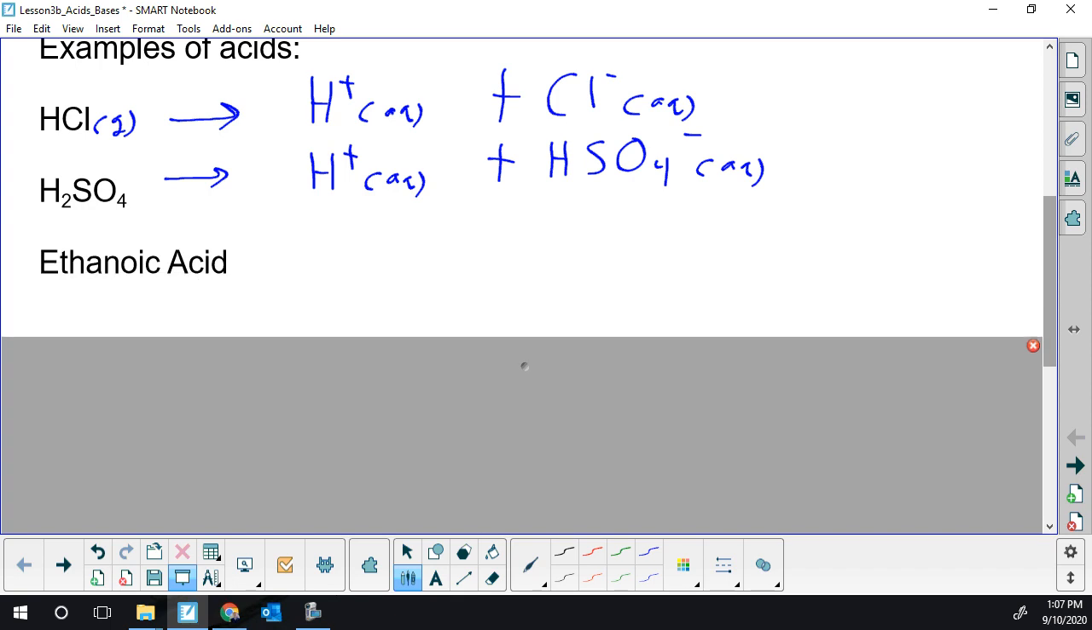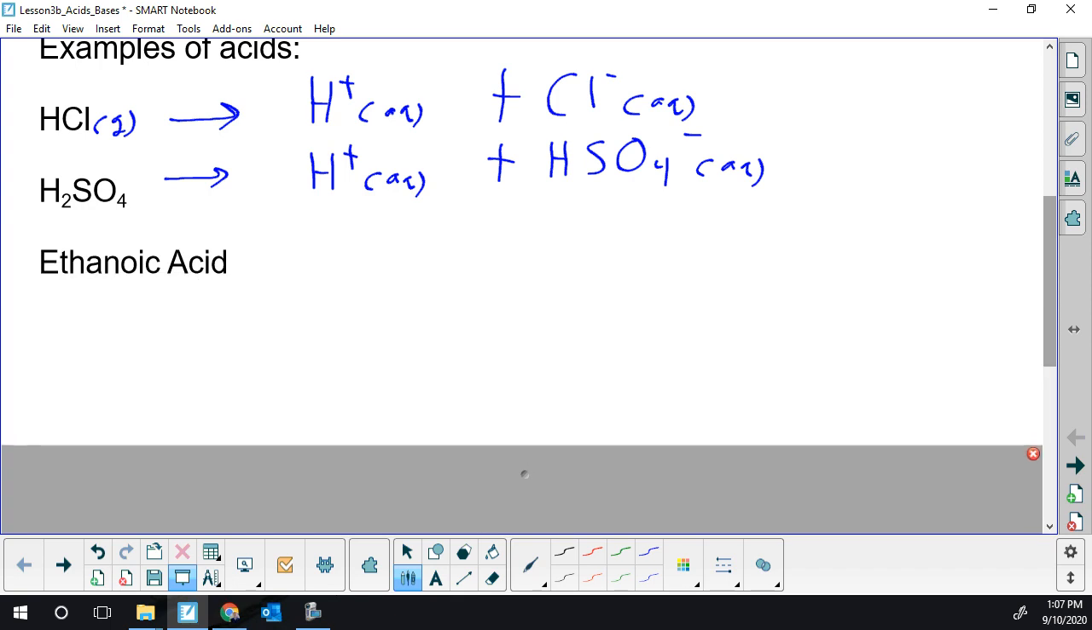A few other examples that are a little bit more complicated. Ethanoic acid. Its chemical formula is CH3COOH. And I'm picking this one example to highlight a whole bunch. As a student, when you see this COOH, that last H can always come off. And there's a whole bunch of acids that fit in this category.